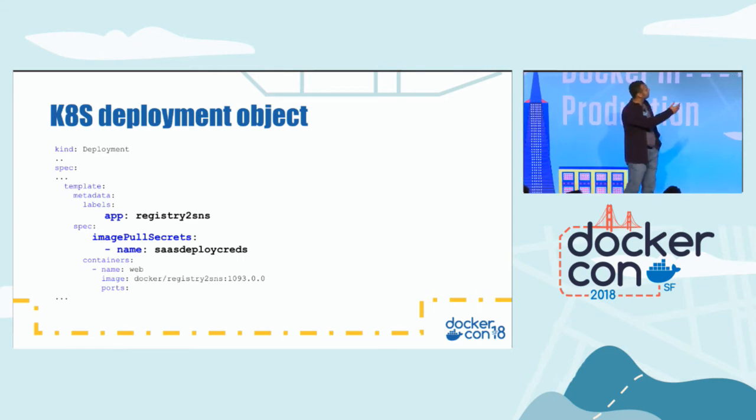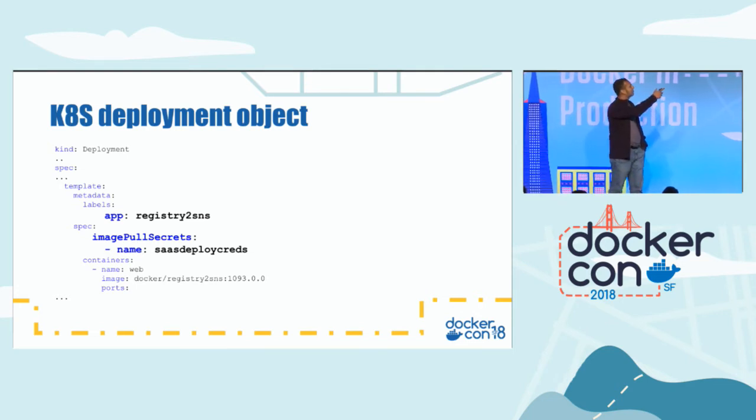The interesting bit here is in the metadata, where you're basically labeling each pod with a particular value. In this case, we are labeling each pod with app equals registry-to-SNS. I'll explain why that is important in the next slide. Another interesting bit you can see is the image pull secrets. This basically tells Kubernetes to pull the image, in this case Docker/registry-to-SNS, from a private registry, and to use the credentials stored in this secret to authenticate to that registry.